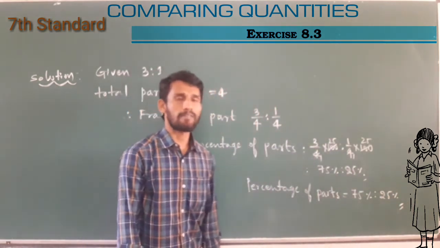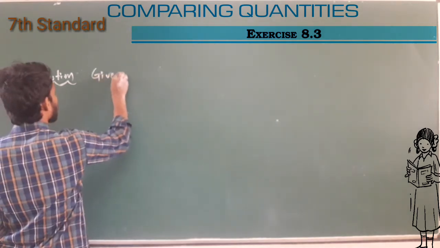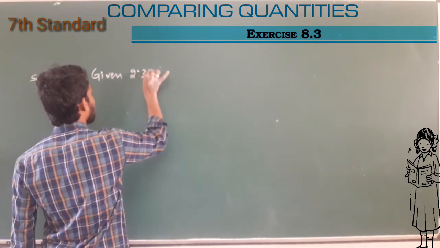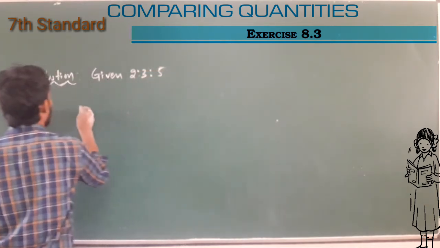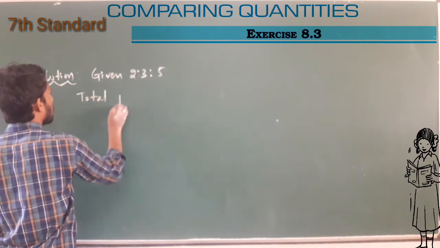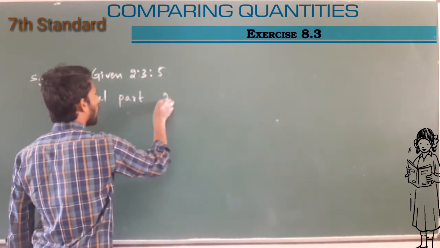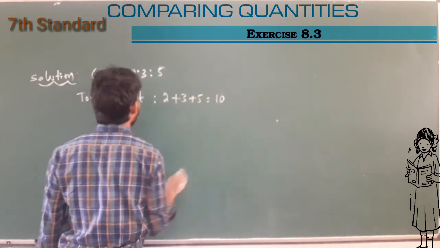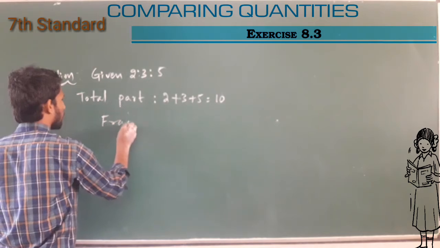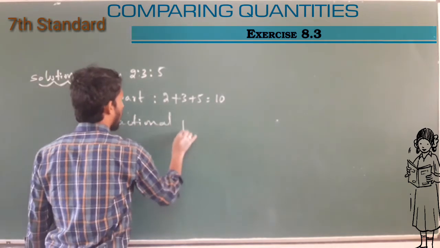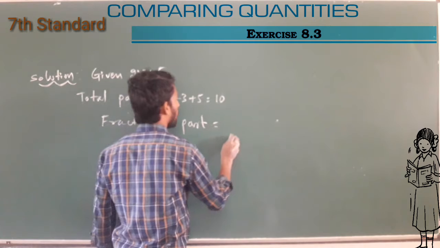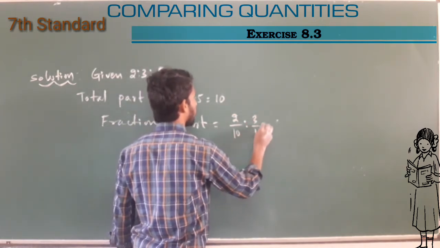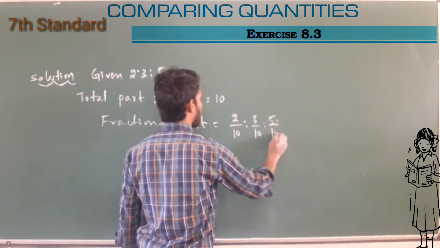Okay, dear students, next the second one you see here: 2 is to 3 is to 5. Now the total part, when we add 2 plus 3 plus 5, is equal to 10. Now the fractional parts, we can write 2 by 10 is to 3 by 10 is to 5 by 10.